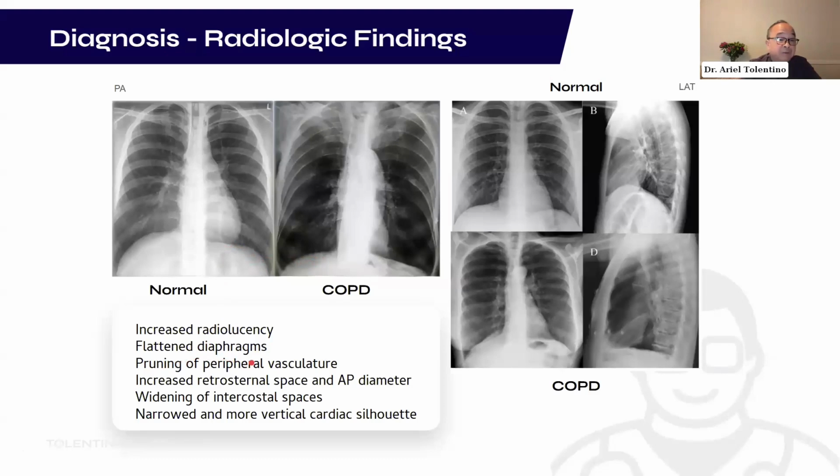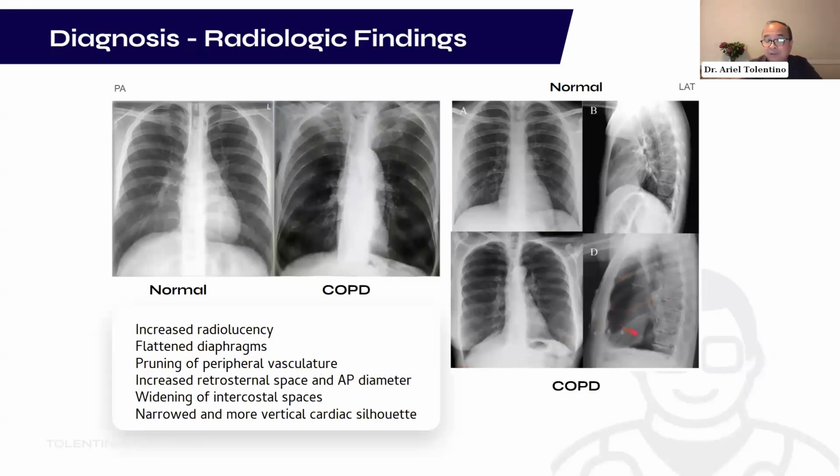So your peripheral vasculature, those vascular markings as they emanate from the hilar area, would be decreased. You could hardly see them on the COPD lung due to air trapping. There's also increased retrosternal space, causing the anterior posterior diameter to increase. This is very evident on the lateral view.